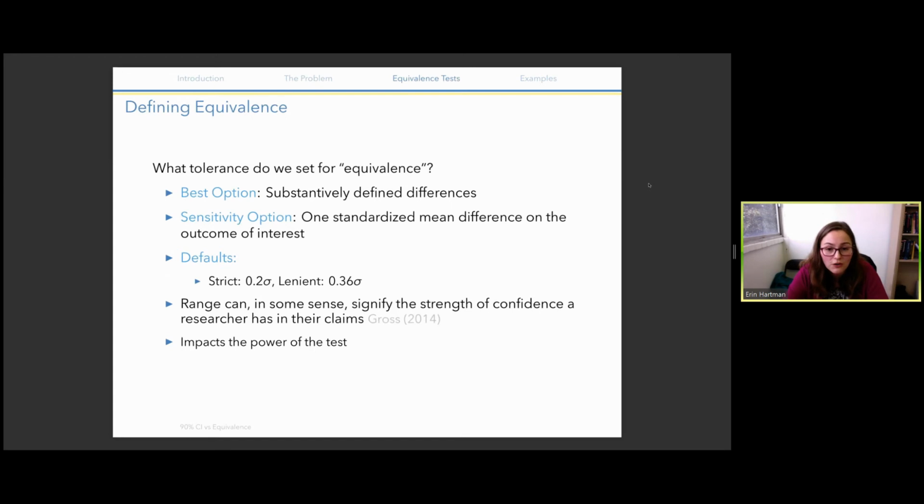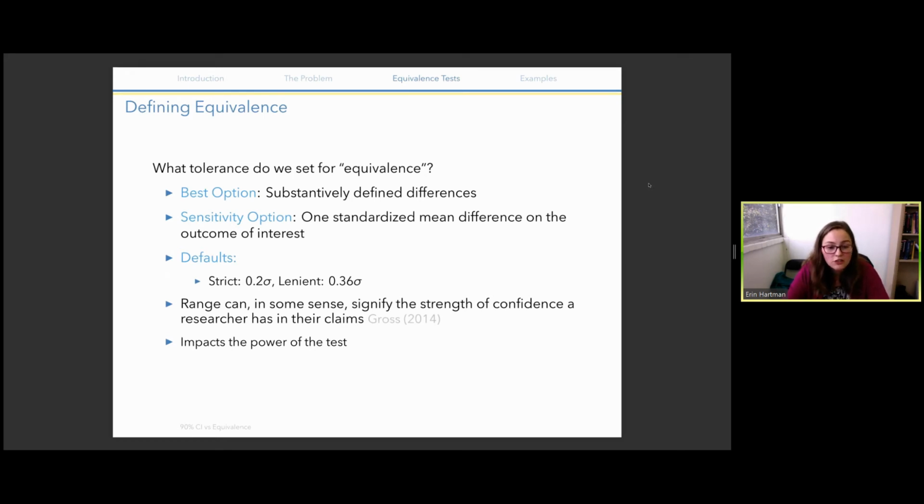Of course, we don't always know how to define these ranges based on substantive knowledge. So we also talk about a couple of other approaches. One is a sensitivity approach, similar to how we think about sensitivity analysis. We assume that the minimal range is one standardized mean difference of your outcome of interest. So whatever your effect size was, standardize that and set that as your range. The idea is, if there's a linear relationship between this variable and your outcome, that range would be enough to explain your effect.